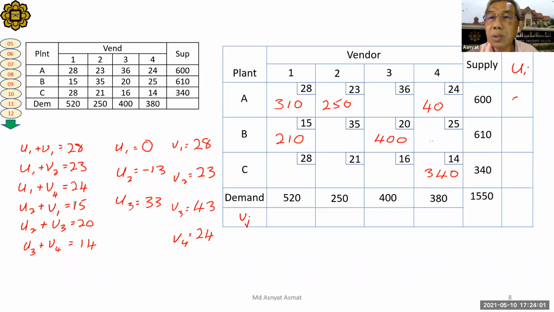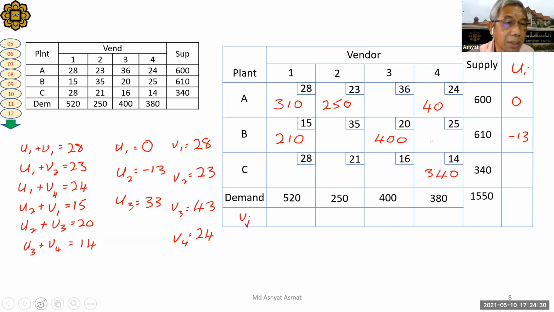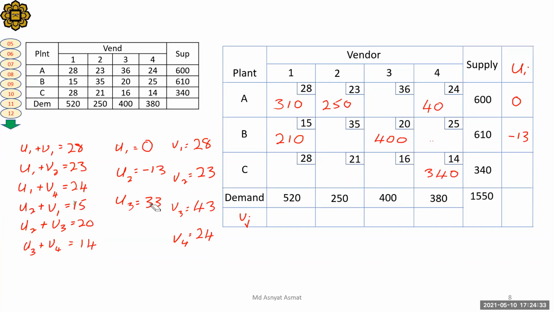Okay, U1 is 0. U2 negative 13. I think something is not right. Is U3 33? No, U3 negative 10. Negative 10. U3 is negative 10. Then there are other calculations we have to check. U3 is related to V4.